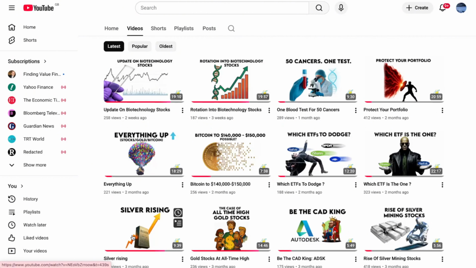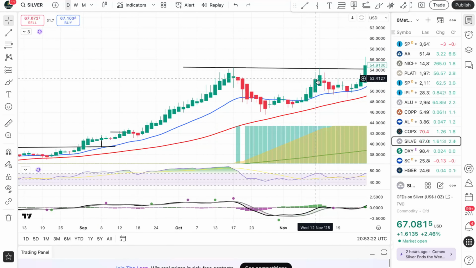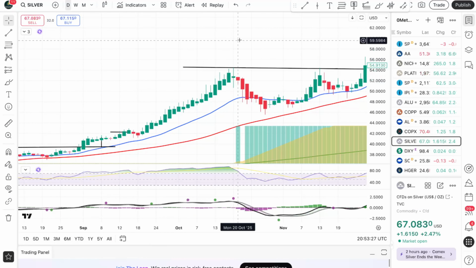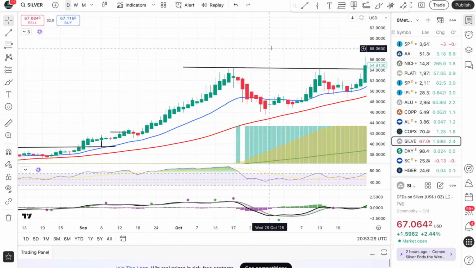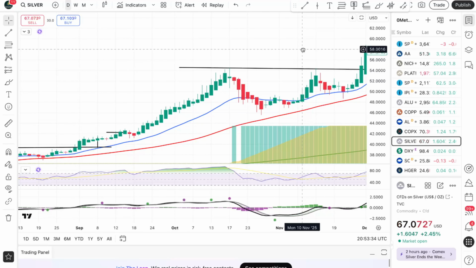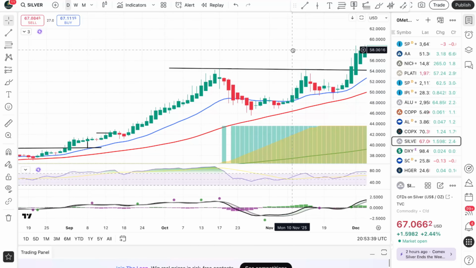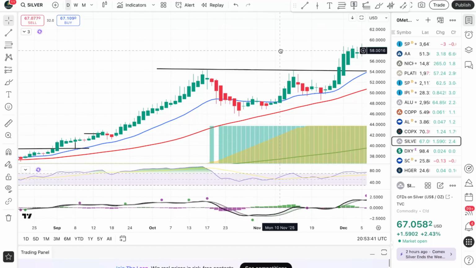Now let me show you, in this video where I was talking about silver rising, I showed you a pattern on silver. So this is silver, and you can see a cup with handle, and it was breaking out of this cup with handle. That's why I mentioned that it's a good time to invest in it. And look at what these are, daily candles. Look at what has been happening to the price of silver since.